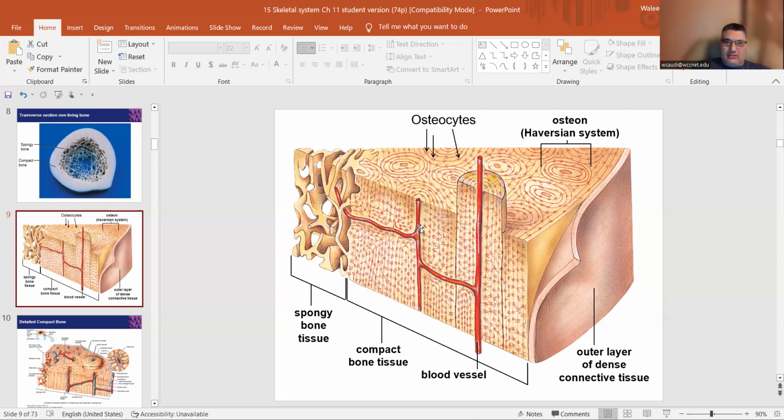Should we memorize this photo? No, that's too much. I will tell you what you should memorize. But for now, I just wanted to show you how it looks like. All right, thank you. You're welcome.